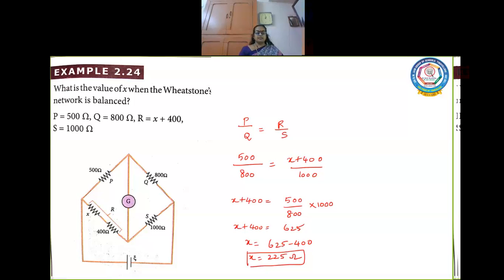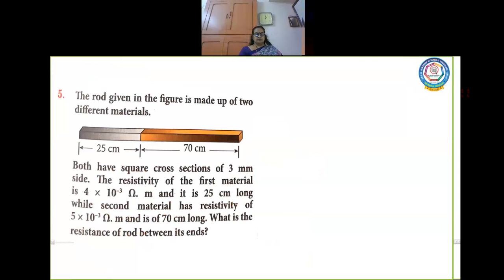Okay, clear? Now we are going to discuss one more sum from your textbook, children. Book back exercise. This one. The rod given in the figure is made up of two. Now this is not based on Wheatstone network, but I have left a problem when I was teaching resistivity for you. So I wanted to complete this, so I am doing this now, right?